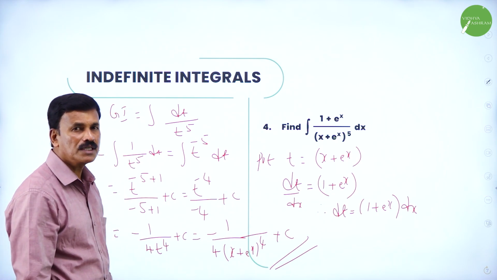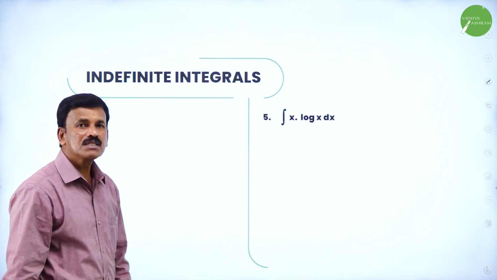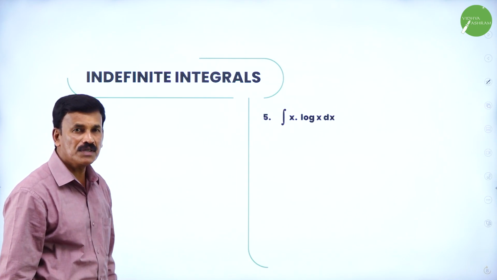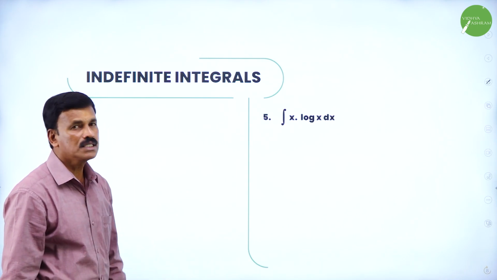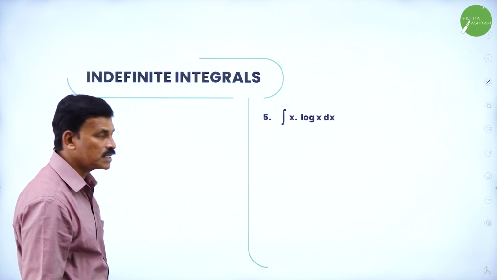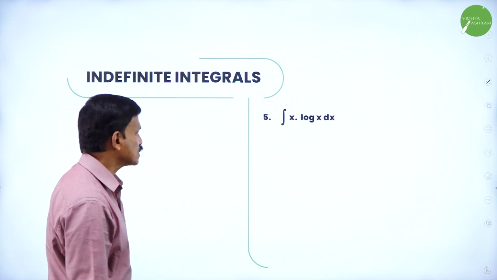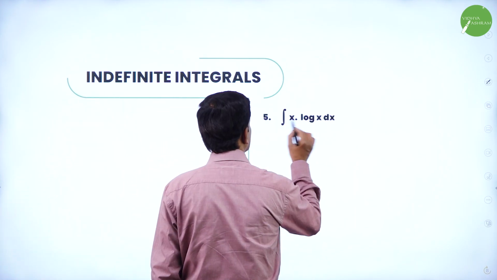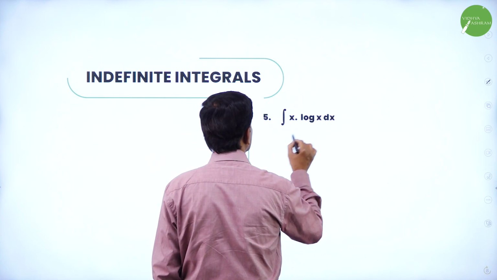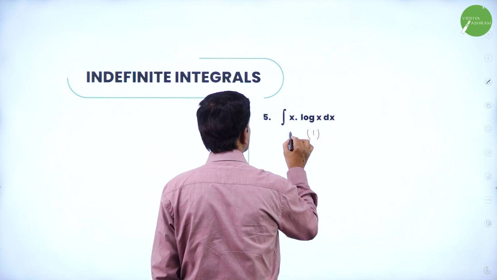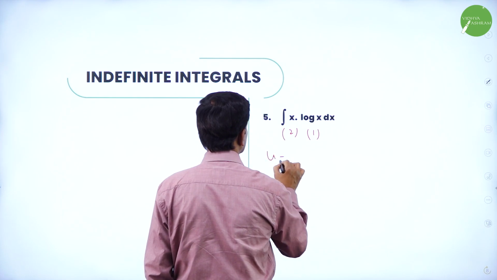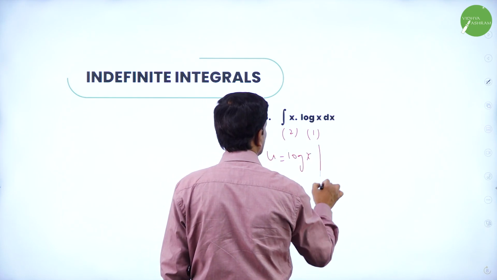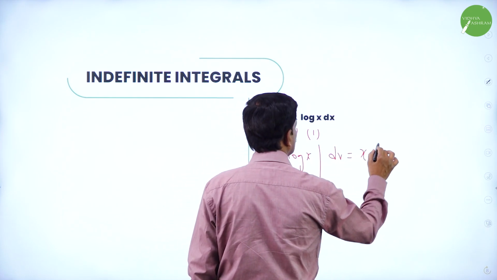Hope you followed. Okay. Move on to the next problem. Again these are all from a previous year question paper. So again this is by integration by parts, x log x. Now you can take logarithmic and algebraic function are there. So you can consider log x as the first function, x as the second function. So u is equal to log x and dv is equal to x dx.